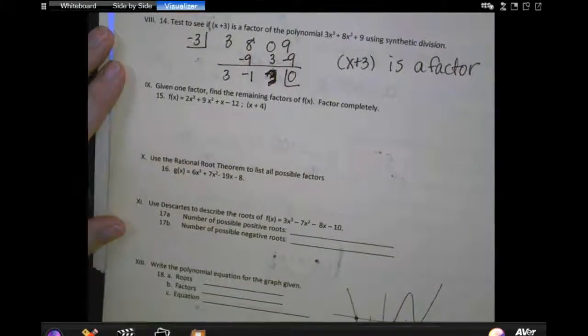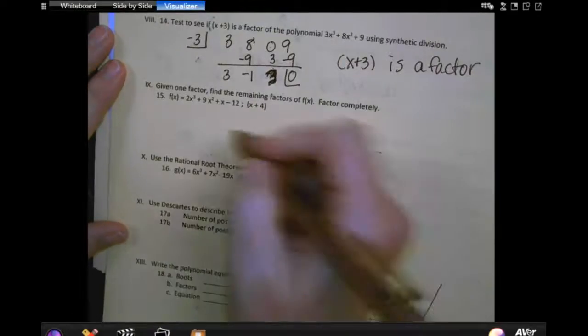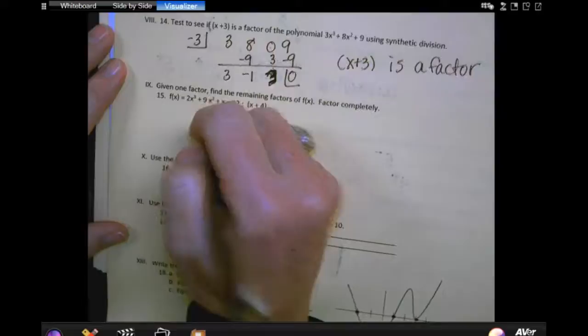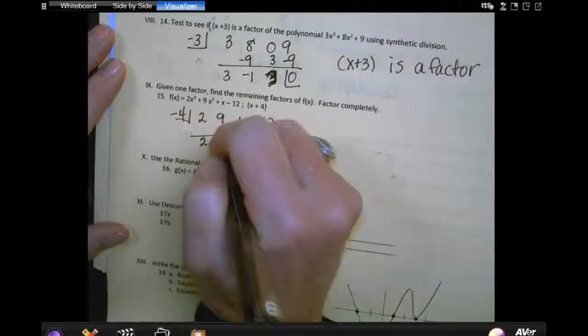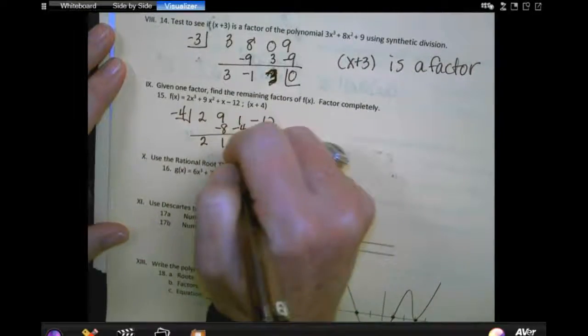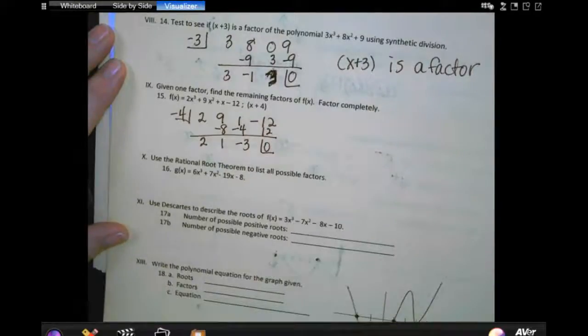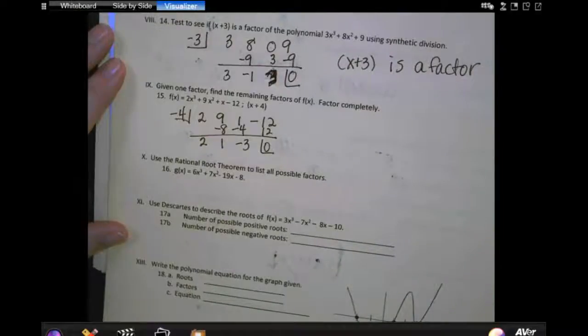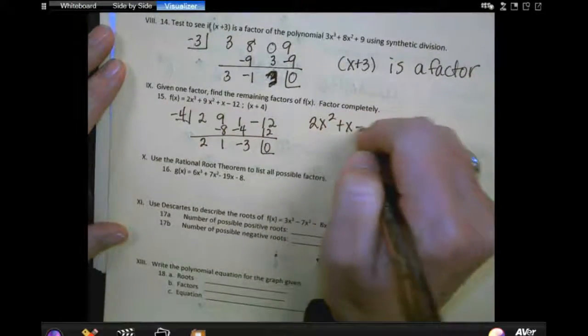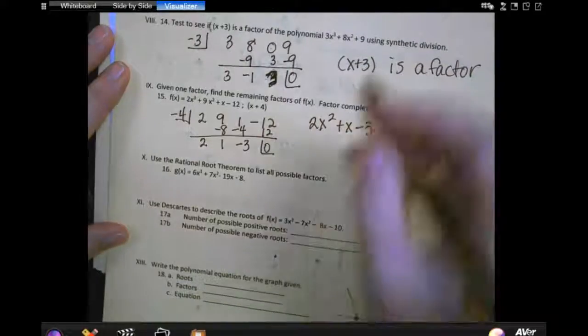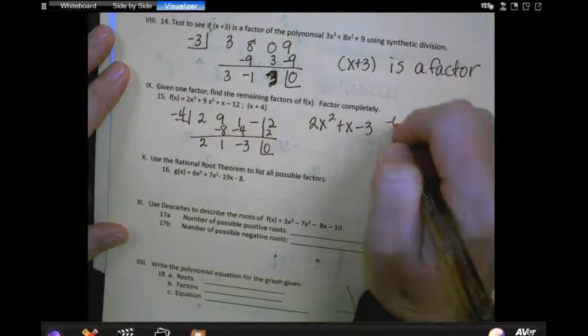Okay. Given one factor, factor the factors completely. That's a lot of factor words. But we're going to do synthetic division. So x plus 4 is a factor because I got a 0. But what's the depressed equation that's left? And so you have to factor this also. You really do.